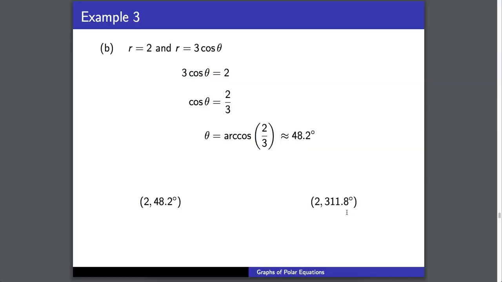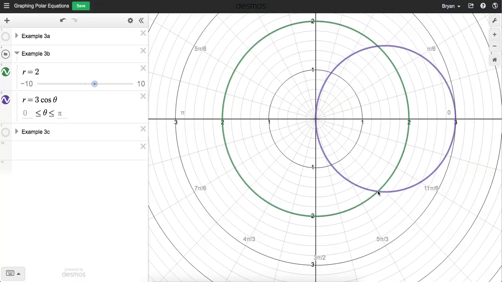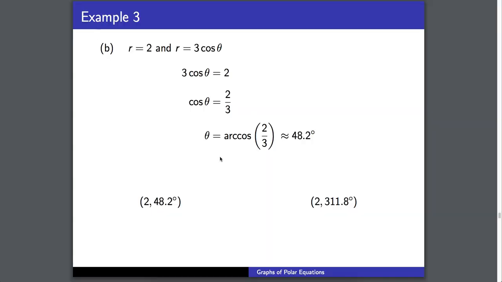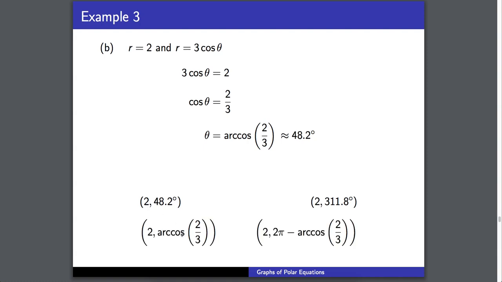So it's about 311.8 degrees for this point down here. Now we are going to change these back into radians. Again, this first point here, this 48.2, was the arc cosine of 2/3. So we can express this first point as 2, and then the arc cosine of 2/3.